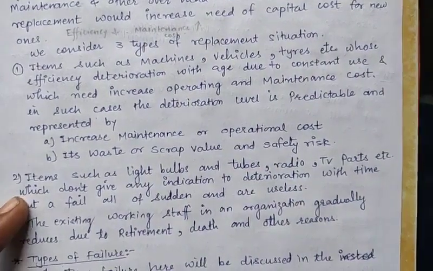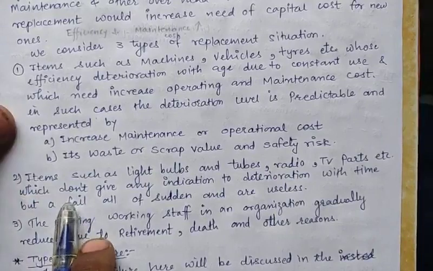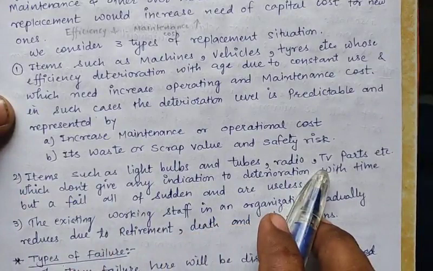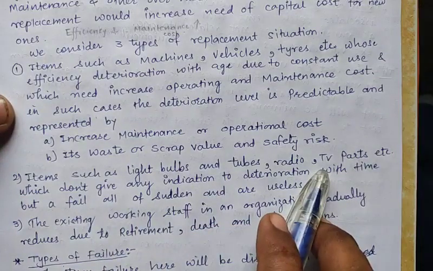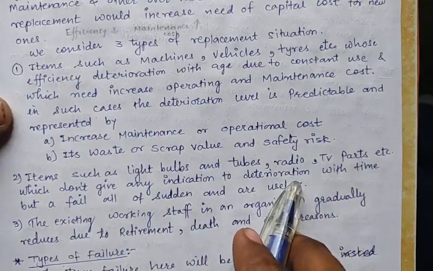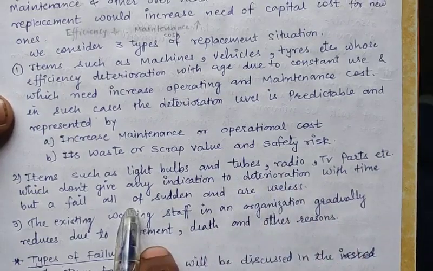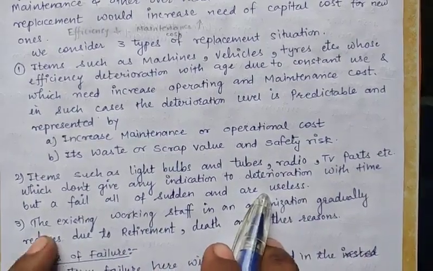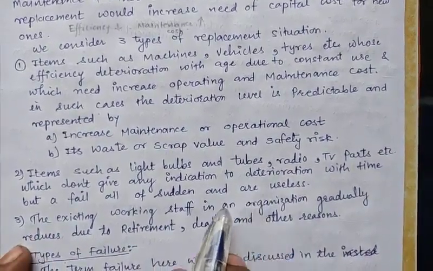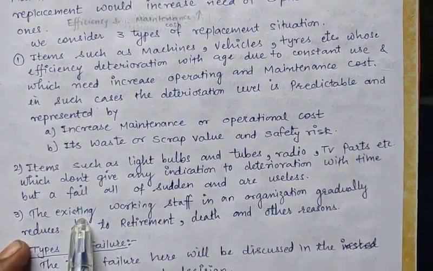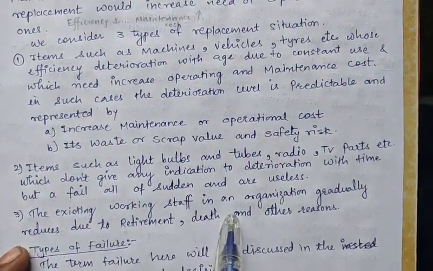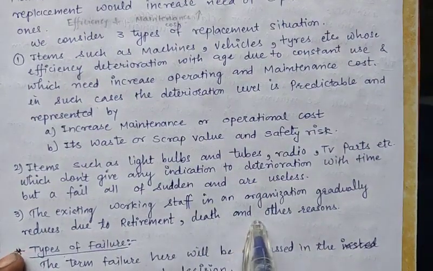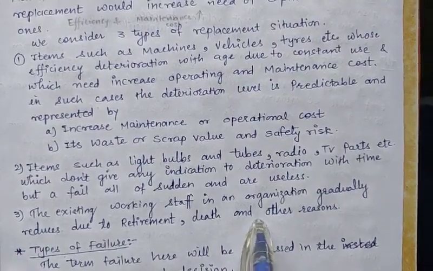Now the second type of replacement situation is items such as light bulbs and tubes, radios, TV parts, etc., which don't give any indication of deterioration with time but fail all of a sudden and are useless. So this is the second replacement situation. Now the last replacement situation is the existing working staff in an organization gradually reducing due to retirement, death and other reasons. These are the replacement situations.